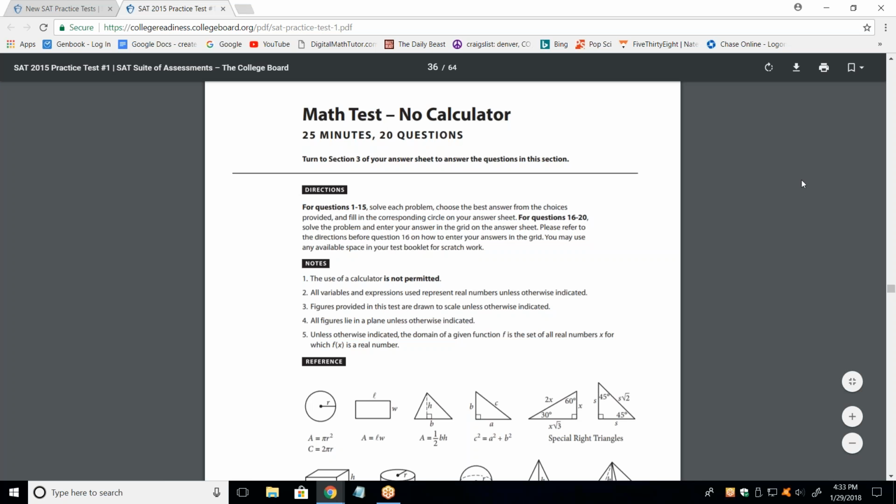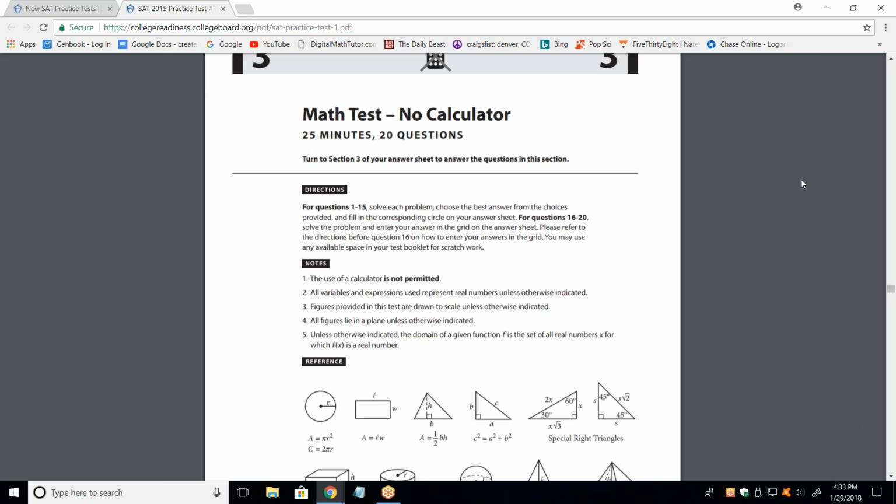Look at this: there's 25 minutes for 20 questions. So you get just a little bit more than a minute per question. And pace is very important. I don't know how you did on your PSATs, but I'm guessing most students run out of time before they run out of questions.